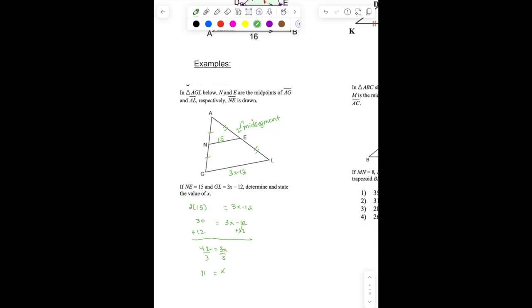And I have x is equal to 14. And I'm just going to double check my question. My question is asking me to find the value of x. So this x value is the answer that I am looking for.